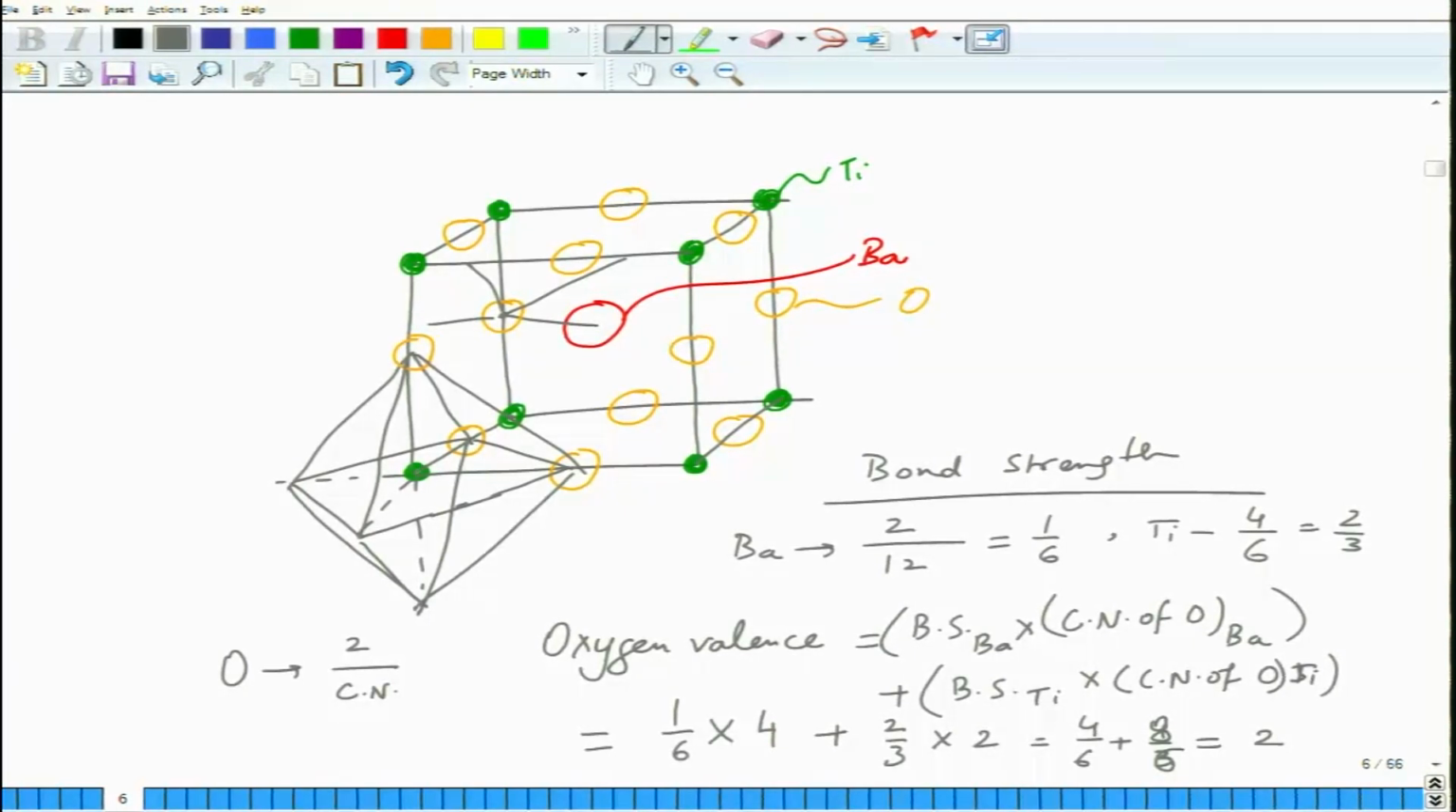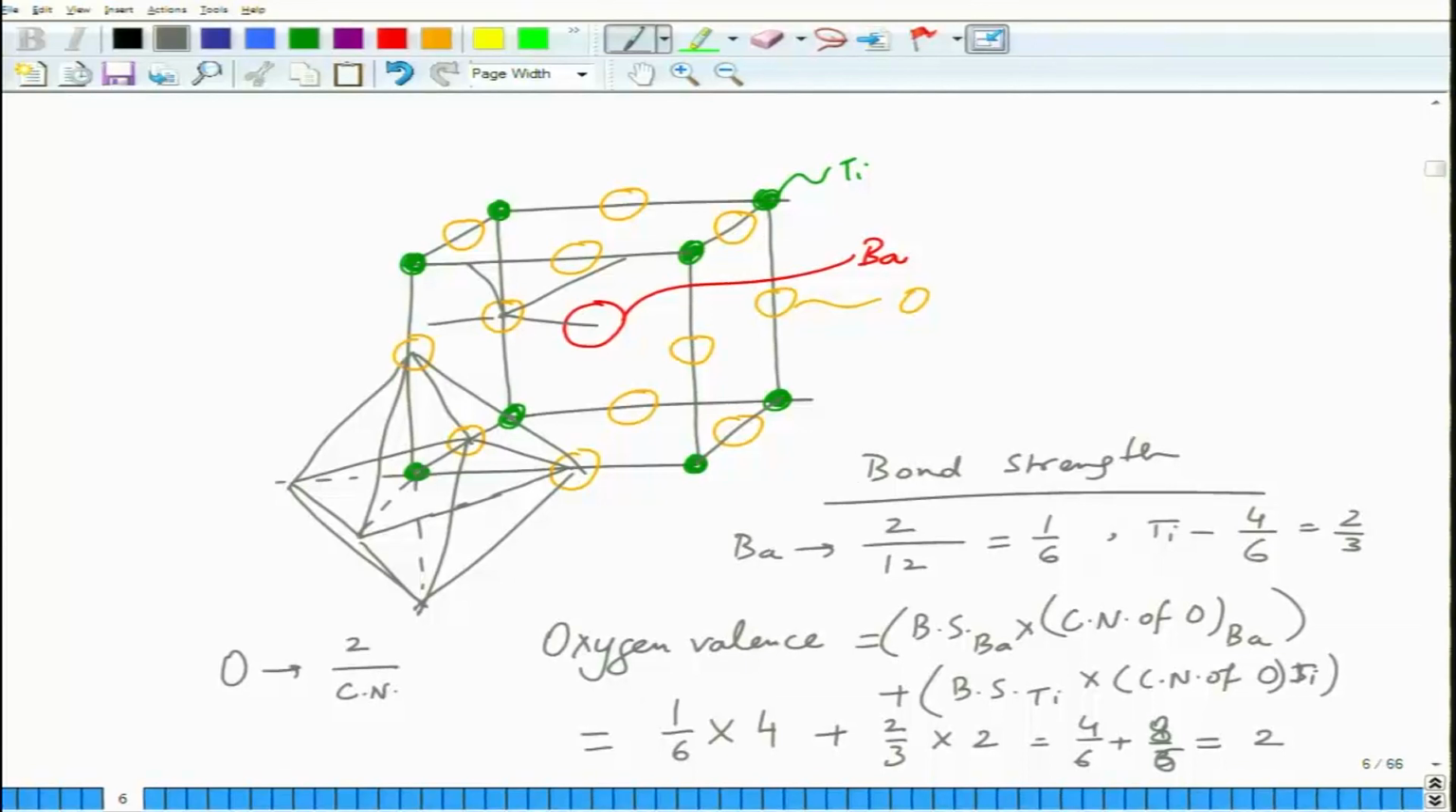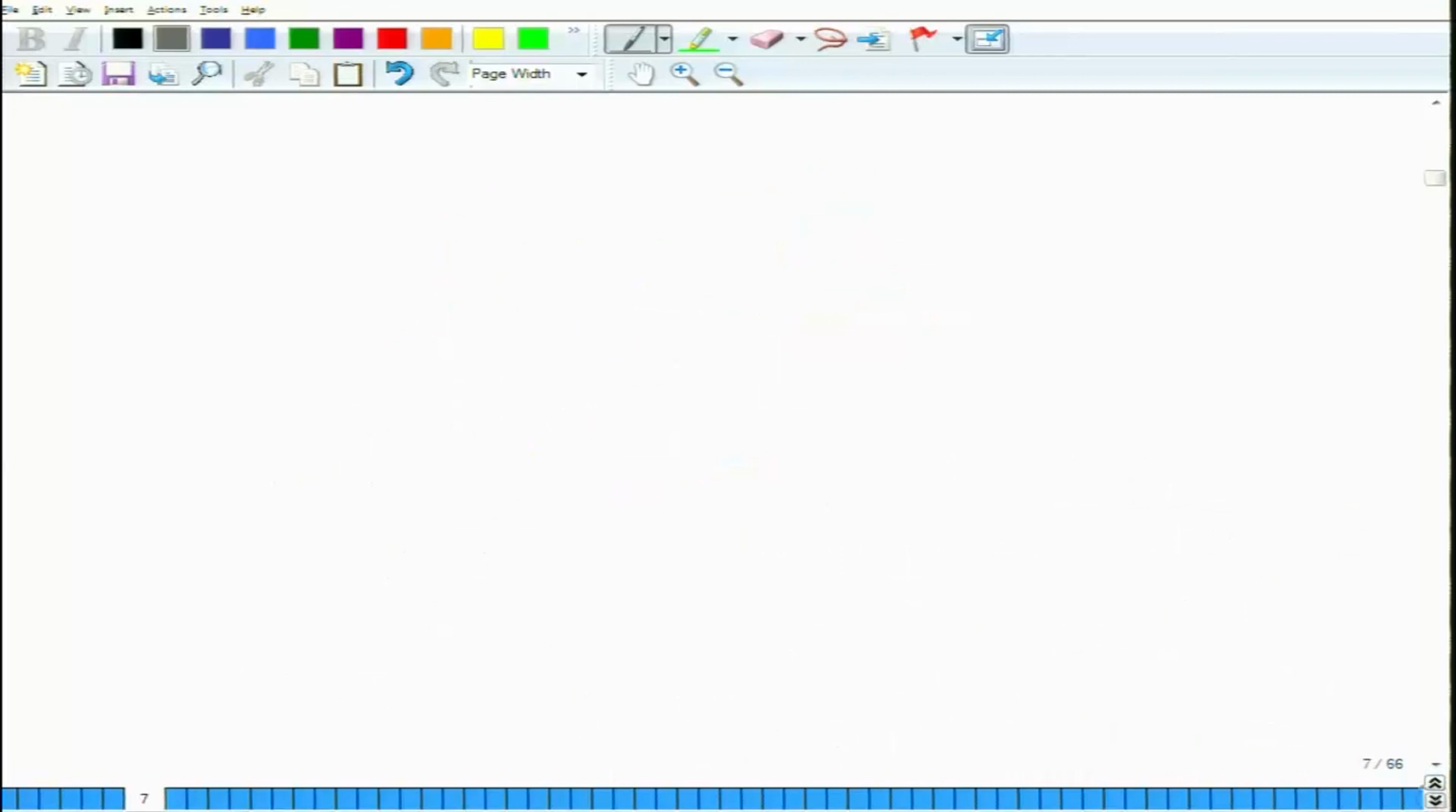So it does follow the rule of bond strength, because it gives you the same valence, so basically solid is electrically neutral. If you get something other than 2, which means there is something wrong with the coordinations, because the valence of cation and anion must be such that the number of atoms and the way they are arranged makes the solid electrically neutral. So each of them have that coordination. So this is a perovskite structure.